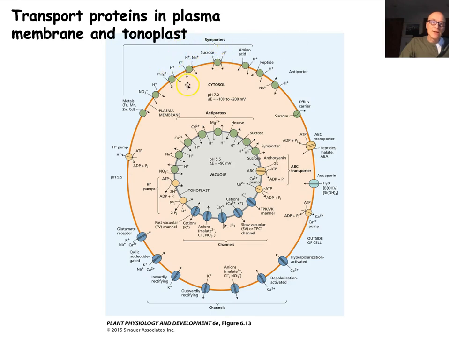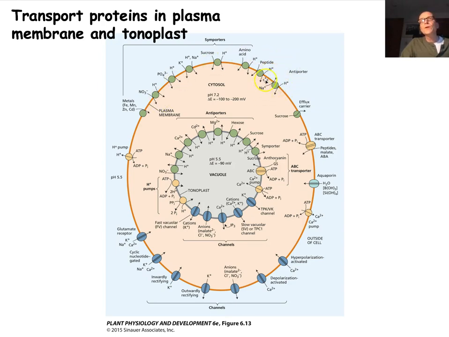You can see that something goes in, something else goes in at the same time. So you have, for example, a potassium-sodium symporter, or a nitrate-hydrogen symporter, as you have here. If there is a gradient, a higher concentration of hydrogen on the outside and lower concentration of hydrogen on the inside, then that gradient can be used by this particular transporter, the symporter, to take nitrate against its concentration into the cell. Right? So that would be one example.